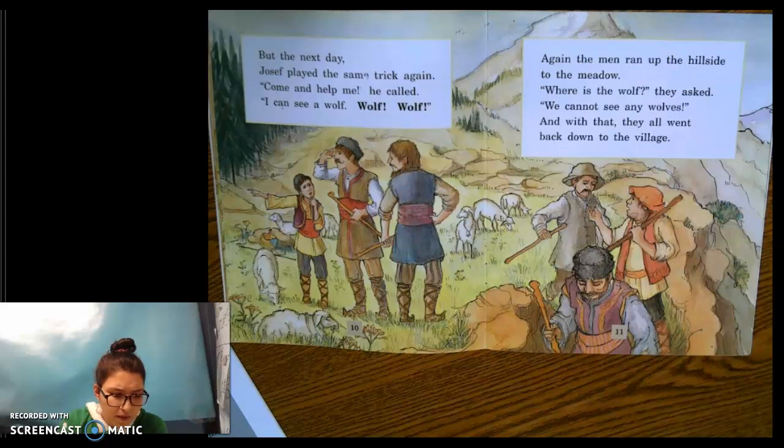Narrator. But when they got to the meadow, there was no wolf to be seen. Why is that? Because Joseph didn't see a wolf. He just had the idea of saying wolf, wolf to get them up to the meadow.